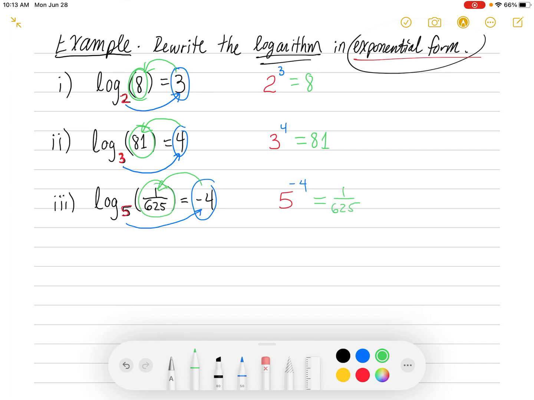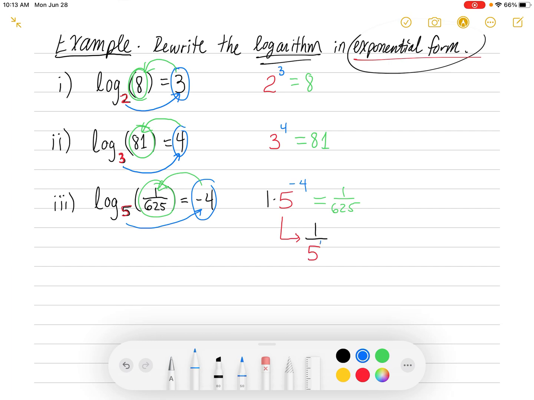Negative 4, yes, you can have negative exponents. It is a thing. And we're going to put an equal sign, and then draw an arrow from negative 4 to 1 over 625. That's our argument, 1 over 625. Now, this is a true statement. I don't know how familiar you are with negative exponents, but it's an important skill to know how to use them. We teach that in our more basic algebra class.